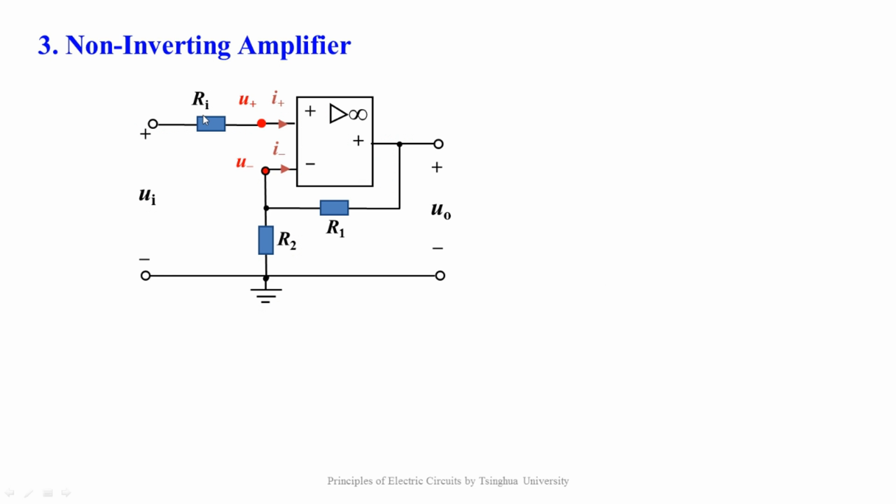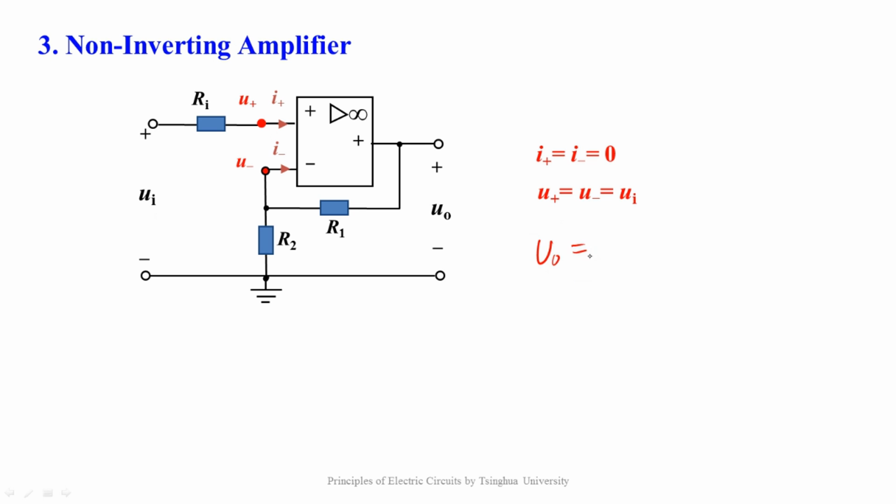Okay, let's see the third circuit, which is a non-inverting amplifier. Our analysis is still based on the virtual short and the virtual open properties of the ideal op-amp. The virtual open means I plus equals I minus equals 0. The virtual short means U plus equals U minus equals UI. U plus equals UI because the current through this line is 0.